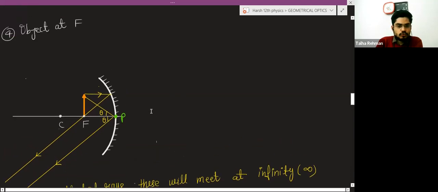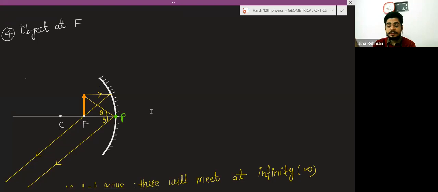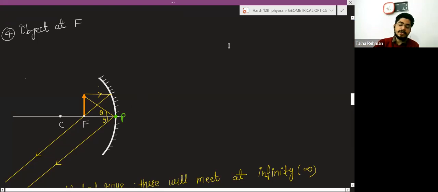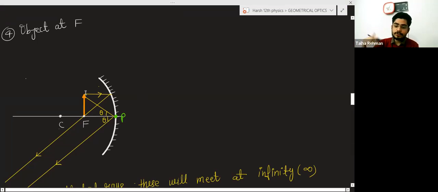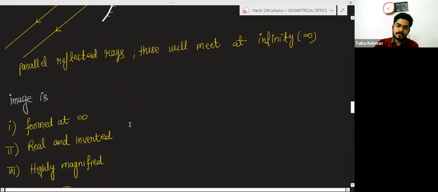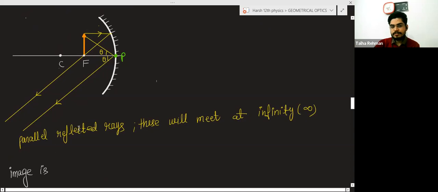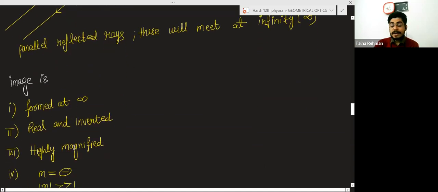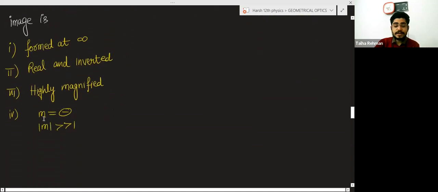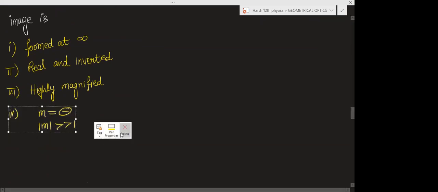So where will the image form? If the rays meet at infinity, so obviously the image will also form at infinity. So the image will form at infinity when you place the object at focus. The image is real and inverted, and highly magnified. Highly magnified means very much larger than the object.